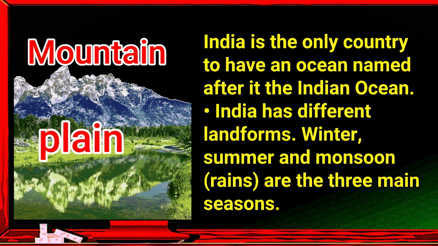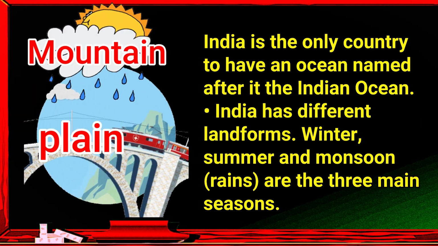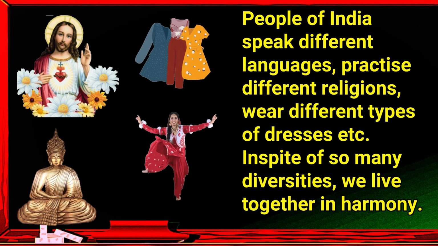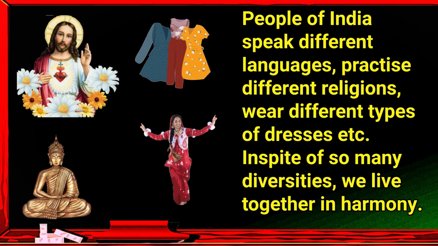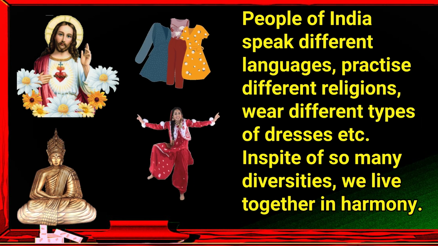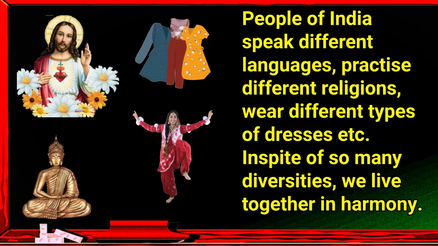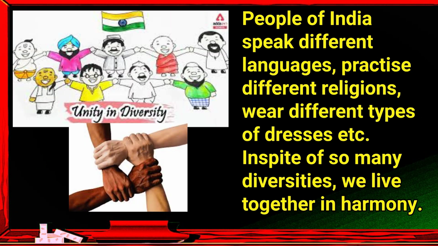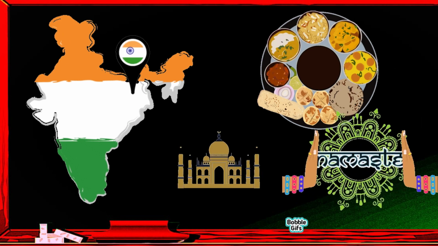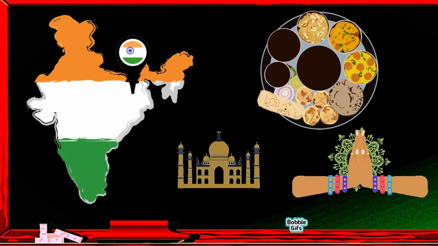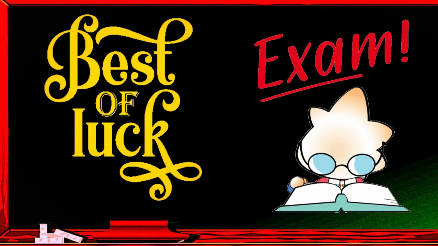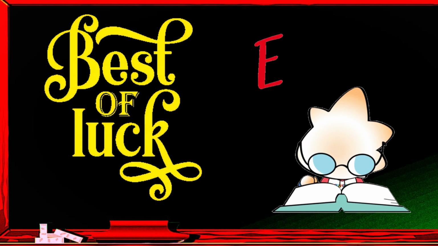India has different landforms. Winter, summer and monsoon rains are the 3 main seasons. People of India speak different languages, practice different religions, wear different types of dresses etc. In spite of so many diversities, we live together in harmony. So now you all are able to recall your lesson once again. So all of you listen to it and try to get good grades in your exams to make your parents proud.